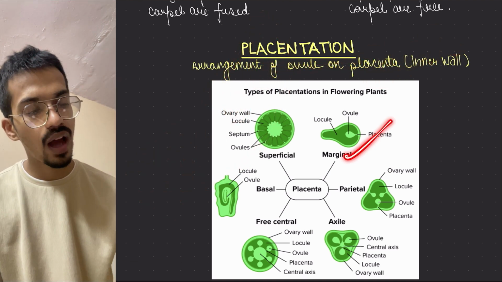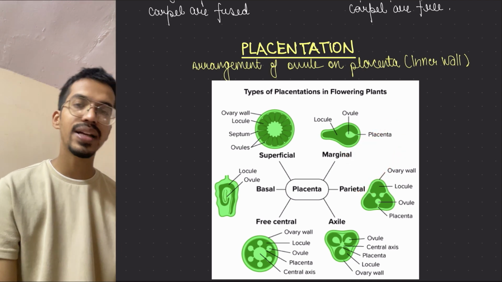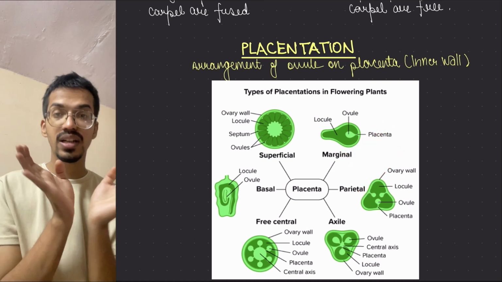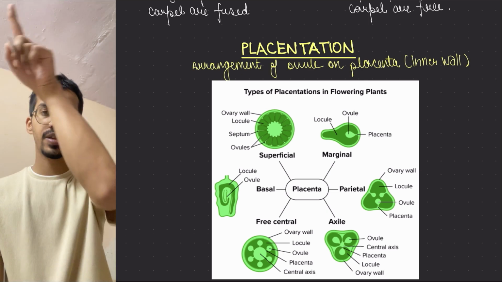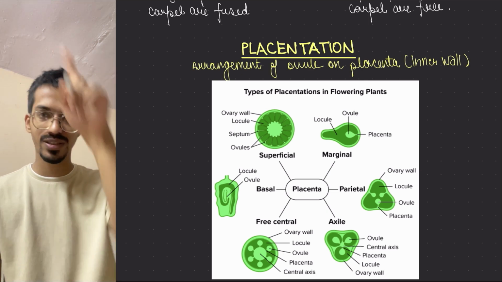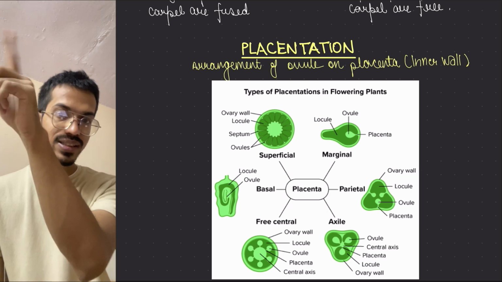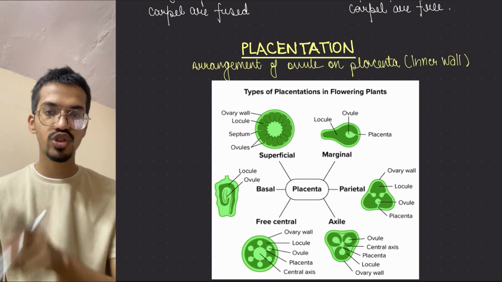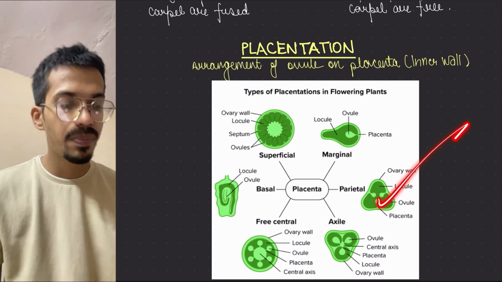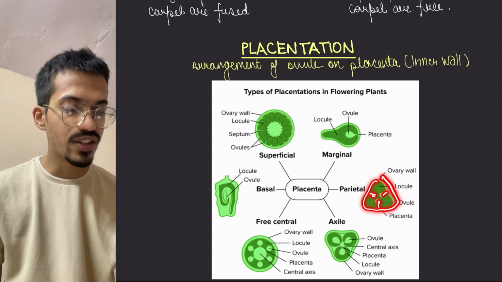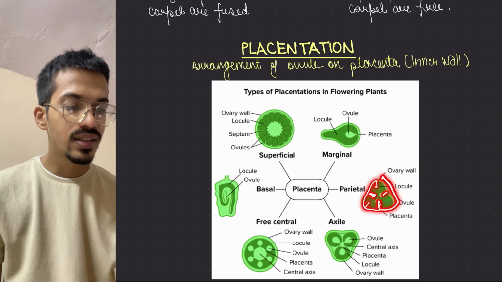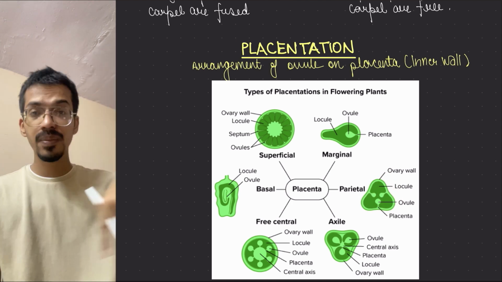Next, after marginal, we are going to study the parietal. Parietal means outer covering. For example, this screen has a parietal area present, right? My screen, not the whole screen. So if on these areas ovules are attached like this, we call it parietal. So if you see, this is the ovary wall, and through it the ovules are attached. So it is attached at the sides of the walls.